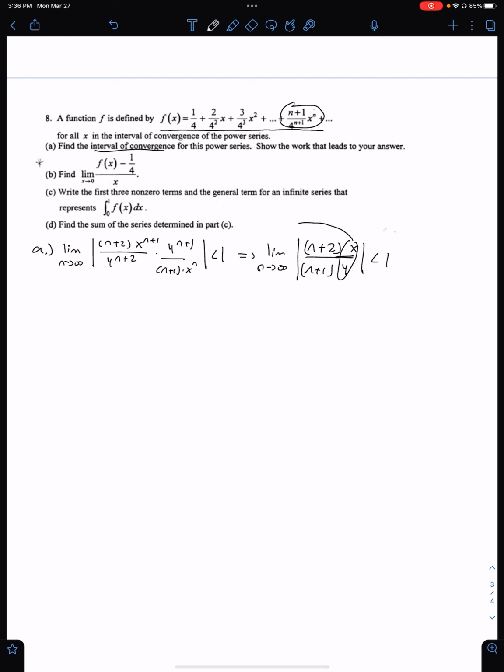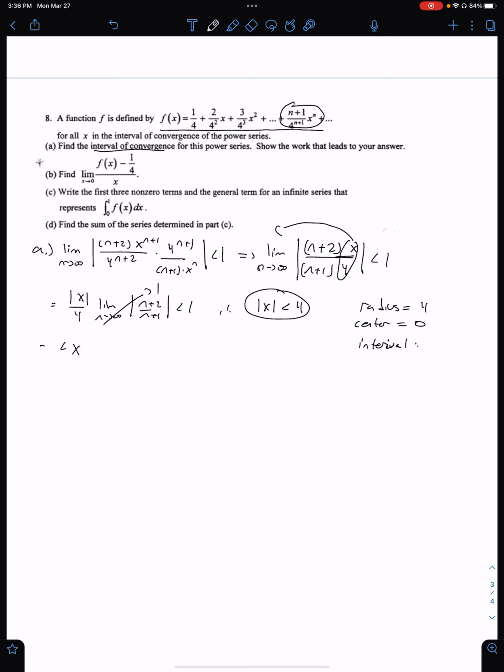And again, I can just factor those out, and that's going to give me the absolute value of x over 4 times the limit as n goes to infinity of n plus 2 over n plus 1 has to be less than 1. This limit is 1, so therefore we can say the absolute value of x has to be less than 4. So this gives me my radius. My radius is going to be 4. My center is 0. What we have to do now is go ahead and find the interval. Well, if I were to solve this, we're saying that x has to be between negative 4 and 4. So now we just have to check the endpoints.